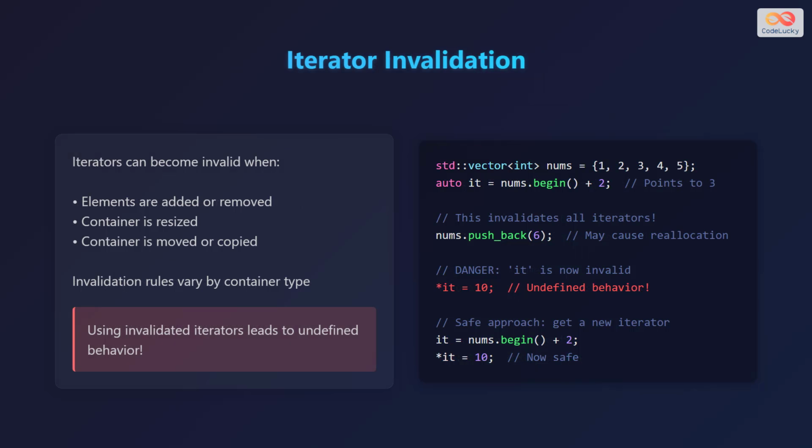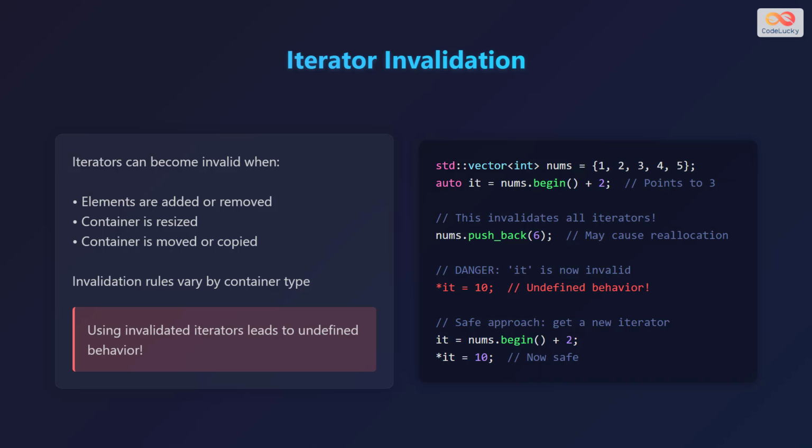Iterator invalidation occurs when iterators become invalid due to modifications made to the underlying container. This can happen when elements are added or removed from the container, when the container is resized, or when the container is moved or copied. Invalidation rules vary depending on the container type, so it's important to understand the specific rules for each container you're working with. Using invalidated iterators can lead to undefined behavior, such as crashes, data corruption, or unpredictable results. Therefore, it's crucial to be aware of iterator invalidation and take precautions to avoid it.